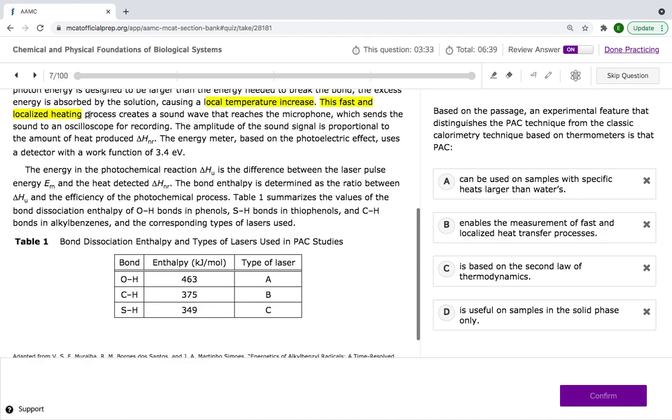This fast and localized heating process creates a sound wave that reaches the microphone, which sends the sound to an oscilloscope for recording. The amplitude of the sound signal is proportional to the amount of heat produced. Okay, I like this: amplitude proportional to amount of heat produced. And that's delta H and R.